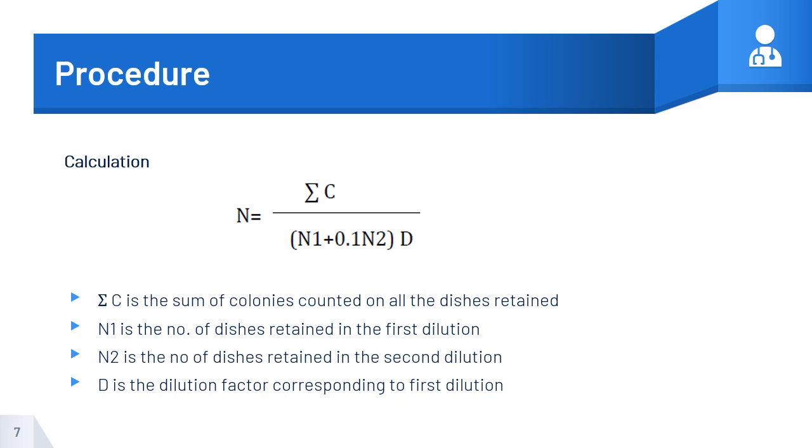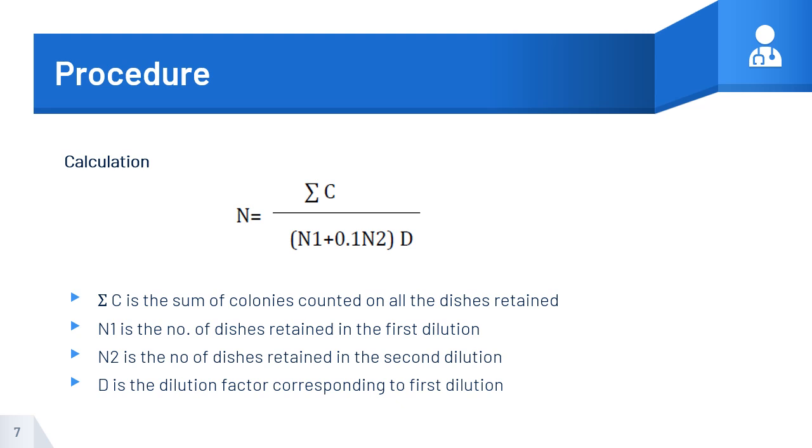After counting the colonies, we have to calculate and report the result using this formula. N is equal to the sum of C divided by N1 plus 0.1 into N2, close the bracket, into D. So the sum of C is the sum of the colonies counted on all the dishes retained.